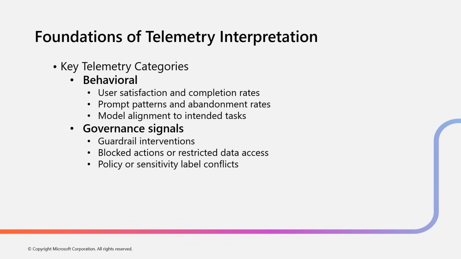The other 2 telemetry categories are equally important. Behavioral telemetry covers user satisfaction and completion rates, prompt patterns and abandonment rates, and model alignment to intended tasks. This tells you the user experience story. Governance signals include guardrail interventions, blocked actions, or restricted data access and policy or sensitivity label conflicts. This tells you the compliance story.